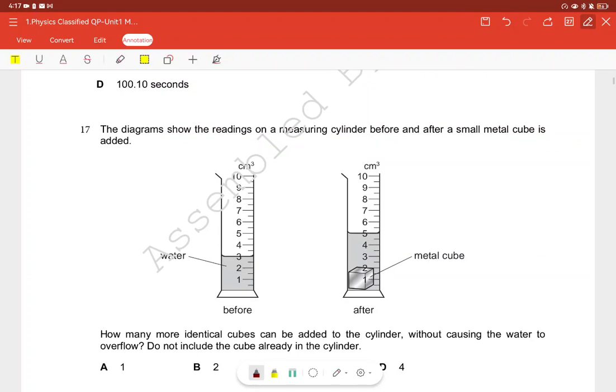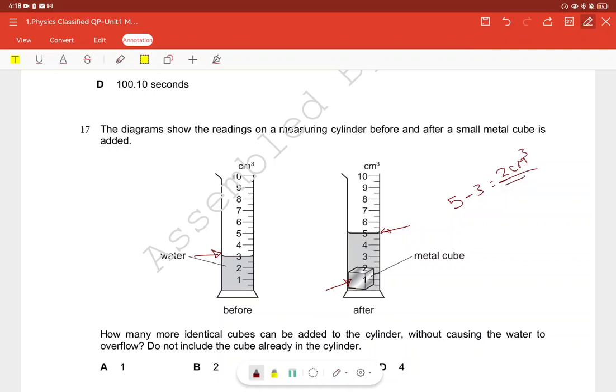Question 17. The diagram shows the readings on a measuring cylinder before and after a small metal cube is added. How many more identical cubes can be added to the cylinder without causing the water to overflow? Do not include the cube already in the cylinder. There is a cube here in the cylinder. Let's find out how much it is. It was 3, and after we added the cube it becomes 5. 5 minus 3 is equal to 2 centimeter cubed.